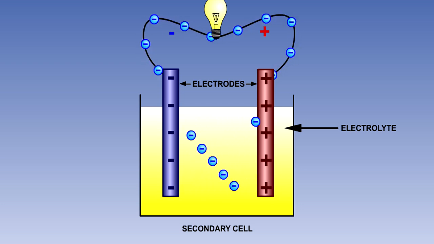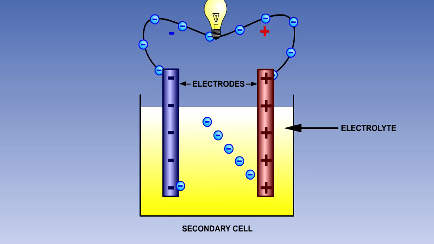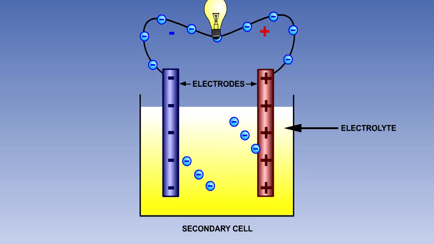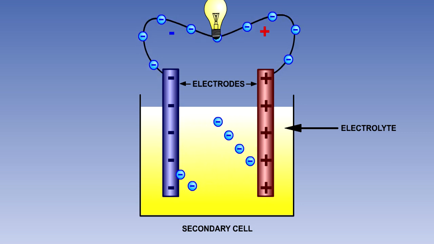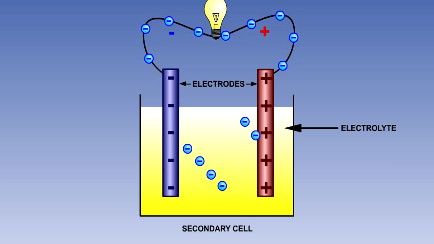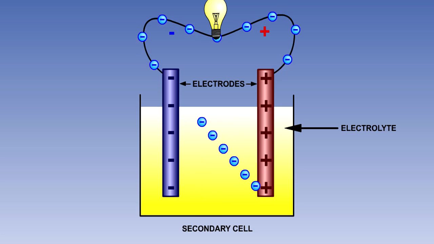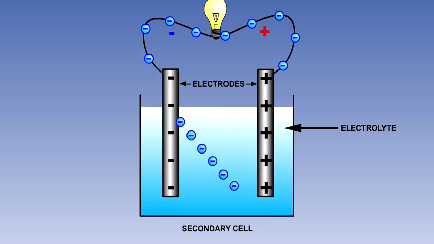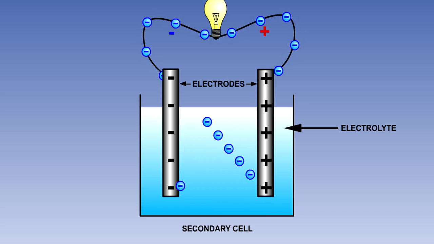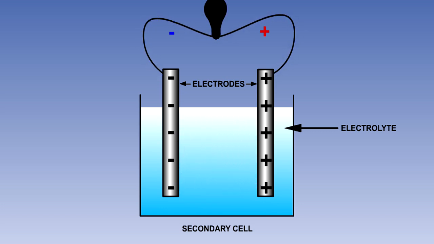At the same time, more electrons are allowed to transfer inside the cell from the positive to the negative electrode. As this circulation of electrons continues, the chemical makeup of the electrodes and the electrolyte changes. When all of the chemical energy is used up, the potential difference will fall to zero.